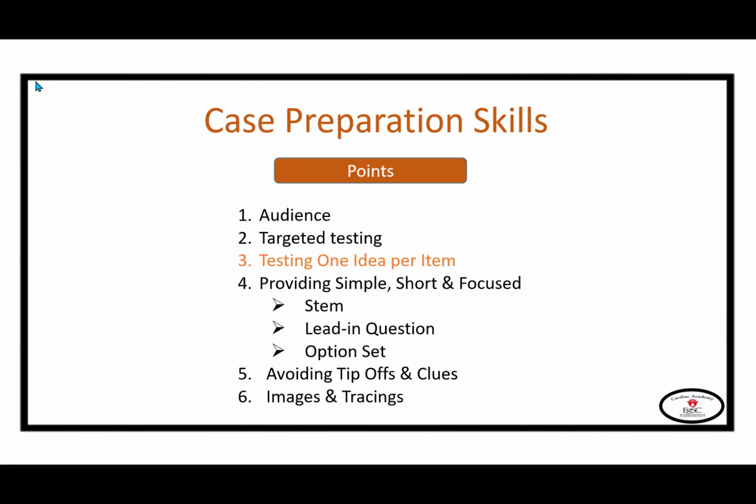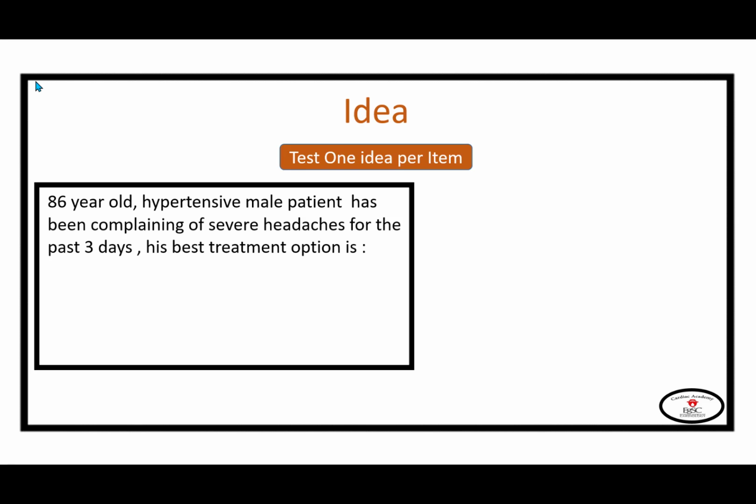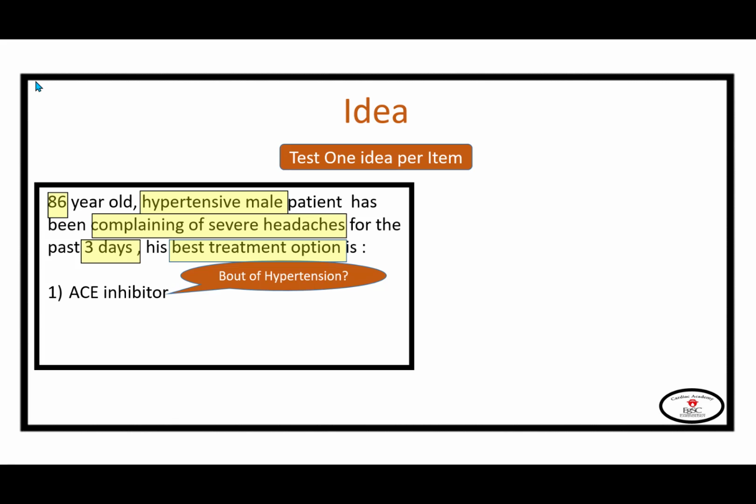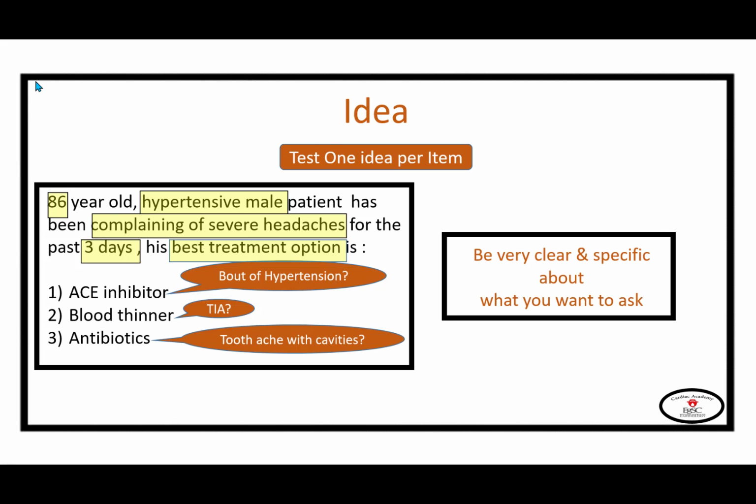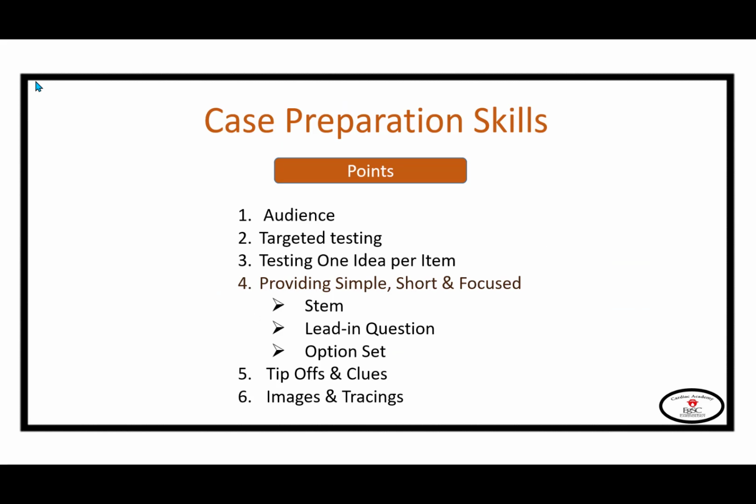Testing one idea per item. Okay, let's see here. An 86-year-old hypertensive male patient has been complaining of severe headaches for 3 days, and his best treatment option would be. Let's solve this together out loud. Number one, ACE inhibitor. What do you think? Could it be about hypertension? Two, blood thinner. Maybe it was a TIA. Three, antibiotics. Well, toothache with the cavities. So you really need to be very clear and specific about what it is that you want to ask, okay?